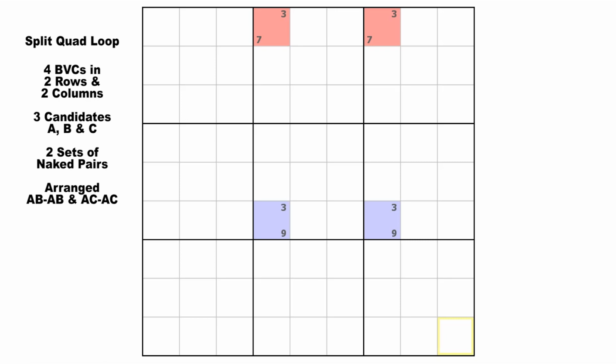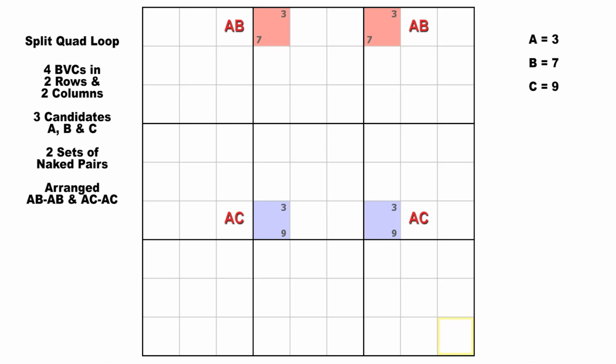All four cells contain a 3. And further, the two sets are situated in exactly 2 rows and 2 columns, and thus they form a rectangle just like a Swami Quad Loop. Let's call the 3 candidate A, the 7 candidate B, and the 9 candidate C. So in row 1 we have AB, AB, and in row 6 we have AC, AC.